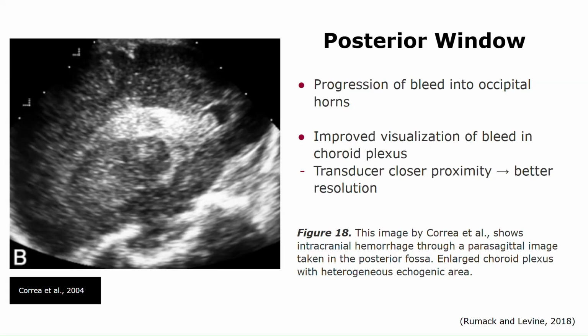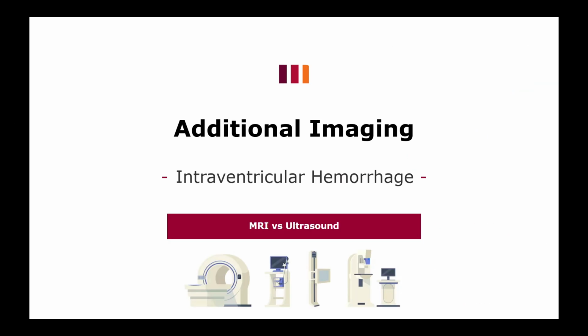ventricles with better resolution. This is an image by Correa et al. that shows intracranial hemorrhage through the parasagittal image taken in the posterior fossa. Enlarged choroid plexus with heterogeneous echogenic area is seen. Additional imaging for intraventricular hemorrhages: MRI versus ultrasound.